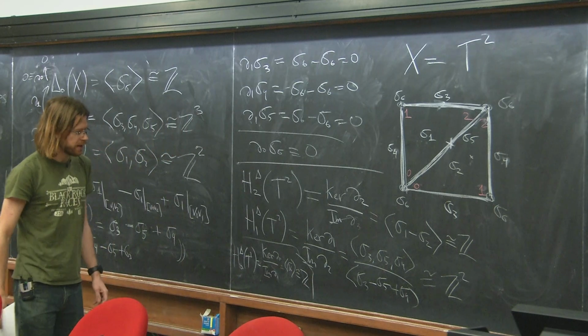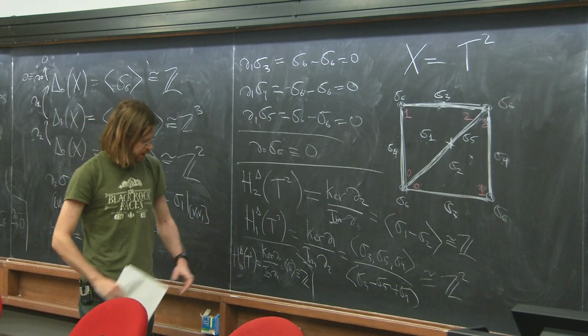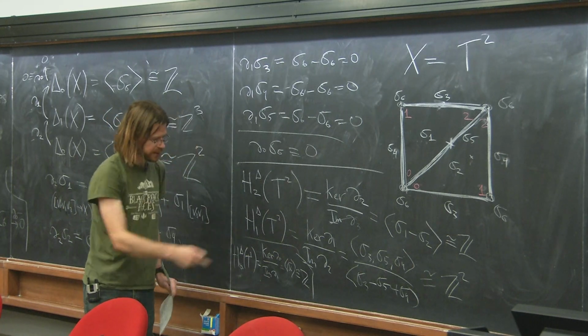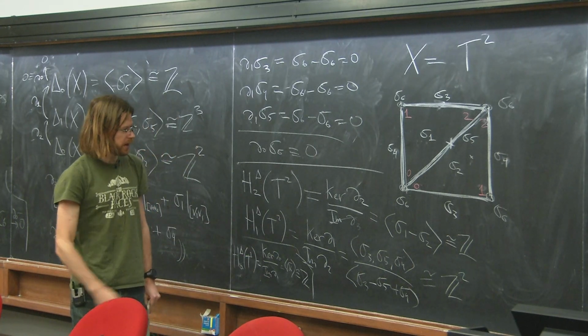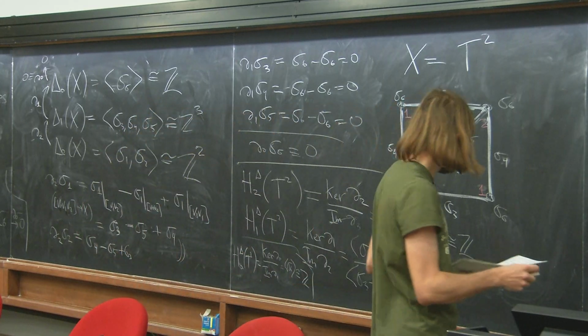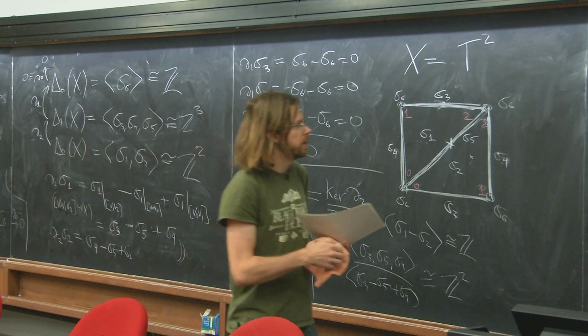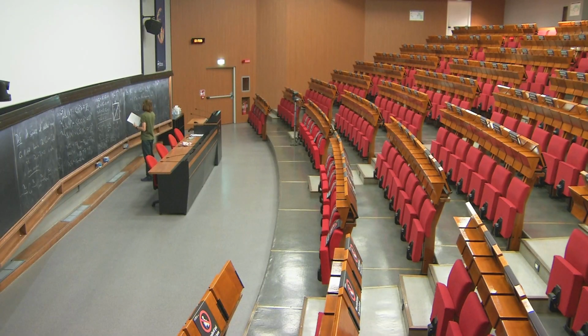So we found that there are 3 non-trivial homology groups. H0 is Z, H1 is Z squared, and H2 is Z. Final result, you can summarize.